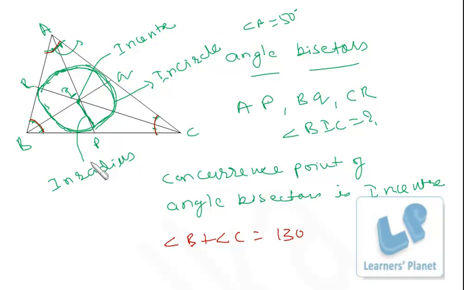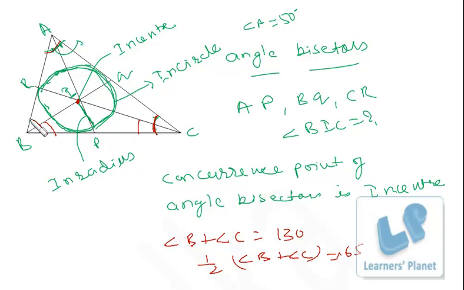This complete angle plus this complete angle should be 130 degrees, because the sum of the three angles of a triangle is 130 degrees, right? So this plus this is 130 degrees. That means half of angle B plus half of angle C will be 65 degrees, right? Because this is the concurrence point of angle bisectors, right? So this plus this will be 65 degrees, only this portion.